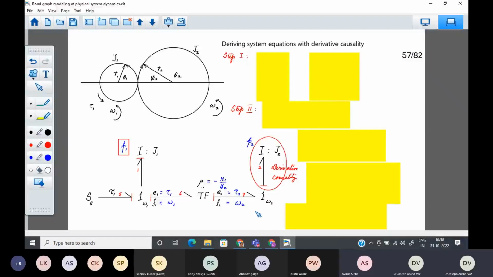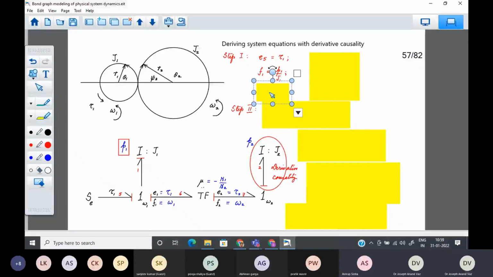It's the same algorithm that we follow. Please note the steps. So we start with the first, what do the sources give to the system? It gives effort 5, which is the same as this torque 1. Next is flow 1. What this I element is giving to this system is flow 1, and in terms of its parameters and states, it is P1 upon J1.